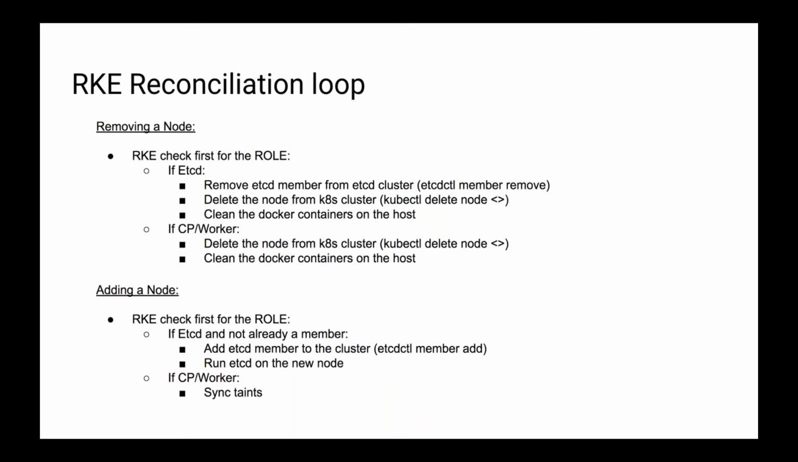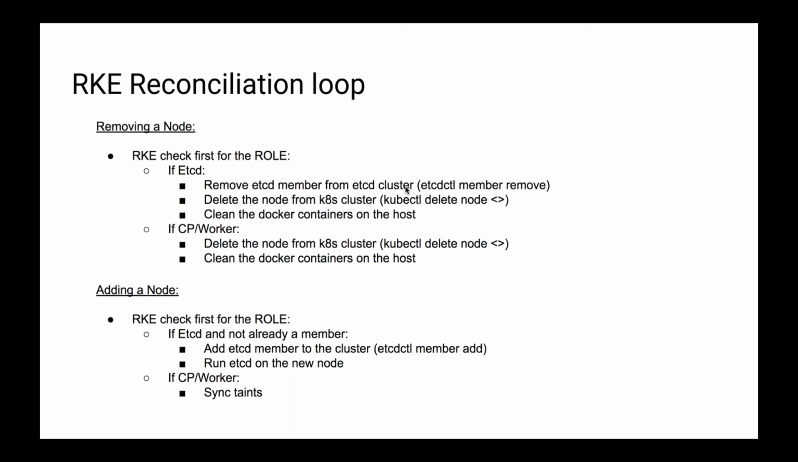So basically, we check if the etcd is a member of the cluster. We remove the etcd from the etcd cluster. This is equivalent to running etcdctl member remove. After that, we delete the node from the Kubernetes cluster. This is equivalent to kubectl delete node. Basically, if you list the nodes in your cluster, you won't find the node. Finally, we clean the Docker containers that we installed on the host. We don't delete the pods that have been installed, we only delete the Docker containers that we actually deployed.